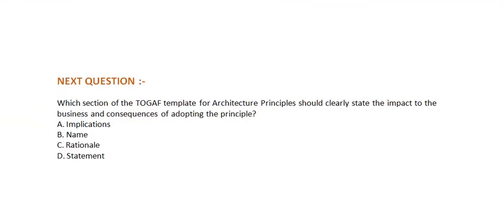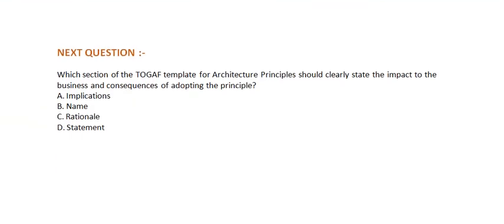Next question is, which section of the TOGAF template for architecture principles should clearly state the impact to the business and consequences of adopting the principle? Option A, implications. Option B, name. Option C, rationale. And option D, statement. The correct answer is option A.